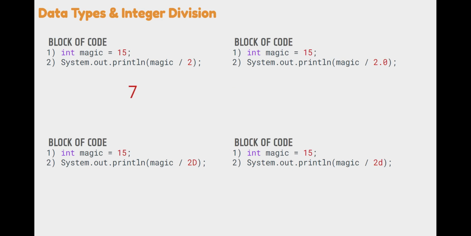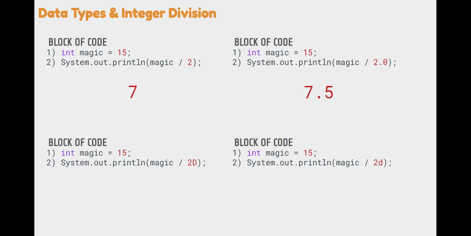On the top right, we have magic, which is integer, divided by 2.0, which is a double literal. Now, although you might think it is the same value as in the one on the top left, the one on the top left is an integer literal. 2 is an integer literal, 2.0 is a double literal. One of those two things in the expression is a double, so that whole expression on the right will evaluate to a double, and we will get the answer 7.5. Same thing on the bottom left, 2D is another way of writing 2.0.